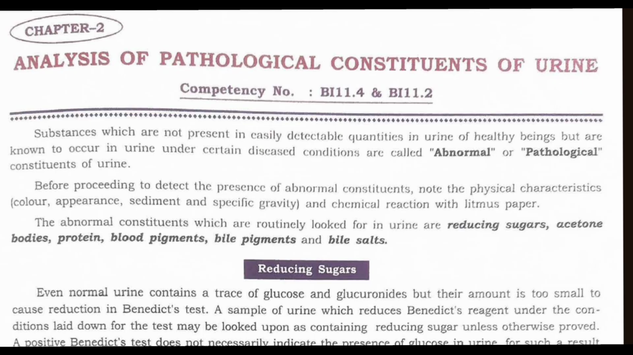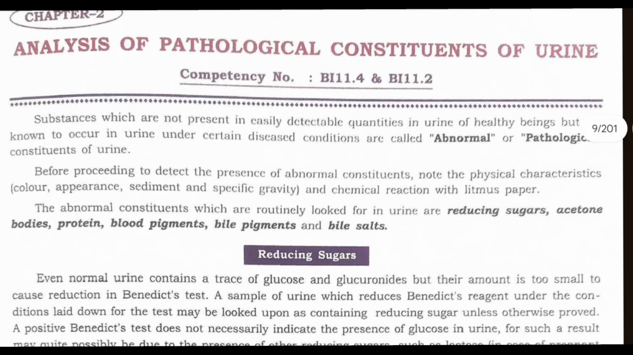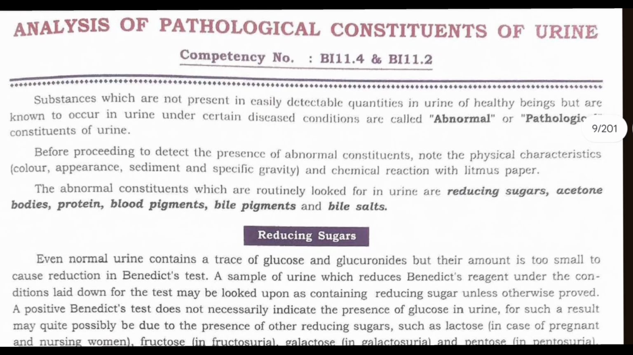Substances which are not present in easily detectable quantities in urine of healthy beings but are known to occur in urine under certain disease conditions are called abnormal or pathological constituents of urine. Before proceeding to detect the presence of abnormal constituents, note the physical characteristics: color, appearance, sediments, specific gravity, and chemical reaction with litmus paper.